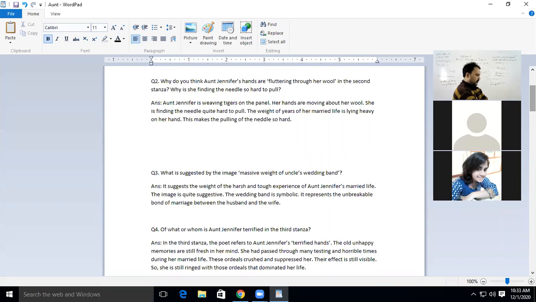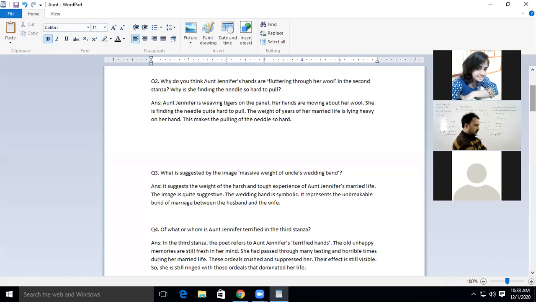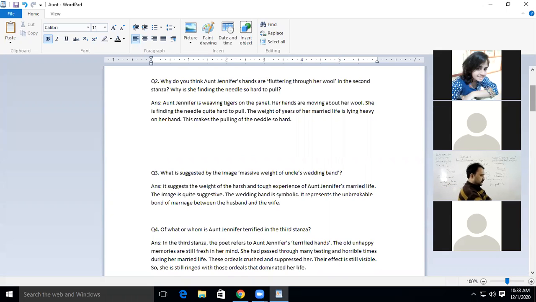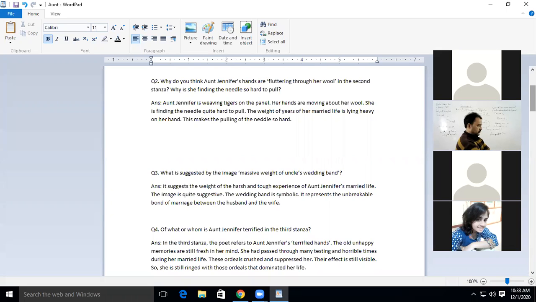Next question. What is suggested by the image, massive weight of uncle's wedding band? Yes, so there are two hands, Mukul and Prakshal. Yes, Mukul. Sir, the wedding band that the poet is talking about was the wedding ring worn by Aunt Jennifer, and the image, massive weight of uncle's wedding band, suggests that she was overburdened with duties and responsibilities after her marriage.